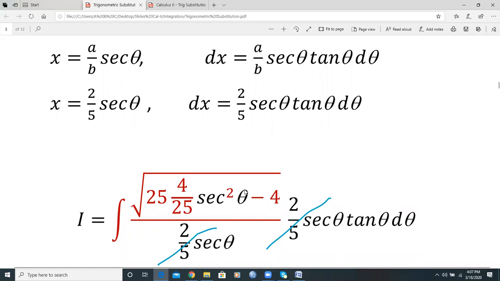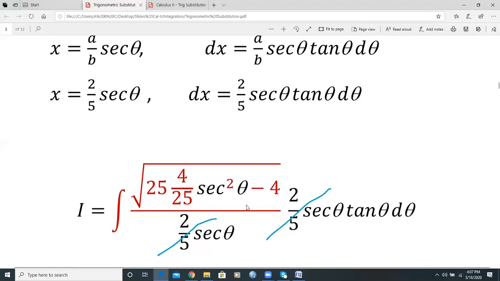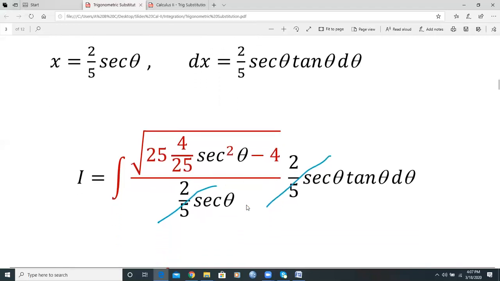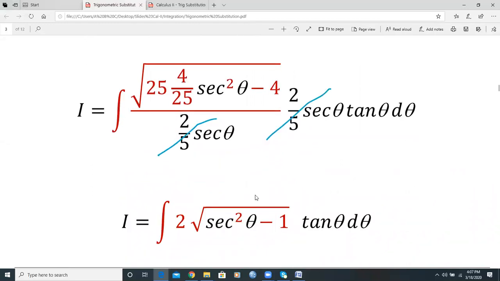So we take 4 common from the square root, so it becomes 2. So when we take 4 common, it becomes sec square theta minus 1. So let's see the result. We are left with 2 square root sec square theta minus 1. We know 1 plus tan square theta is sec square theta. Therefore, sec square theta minus 1 actually becomes tangent square theta. When we put here tangent square theta, this square root actually becomes tangent theta.